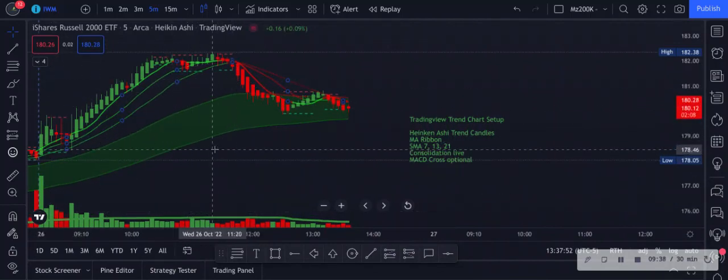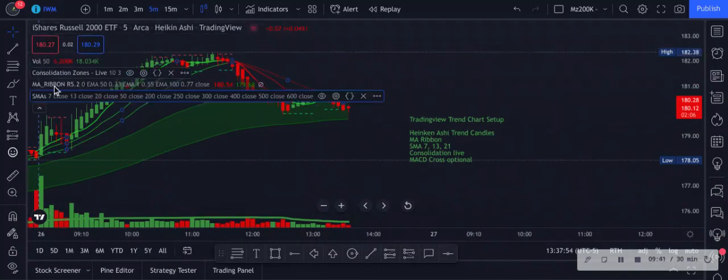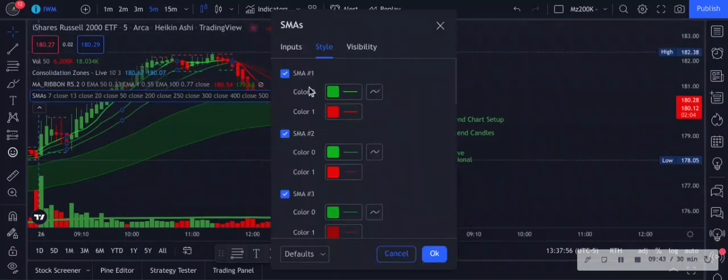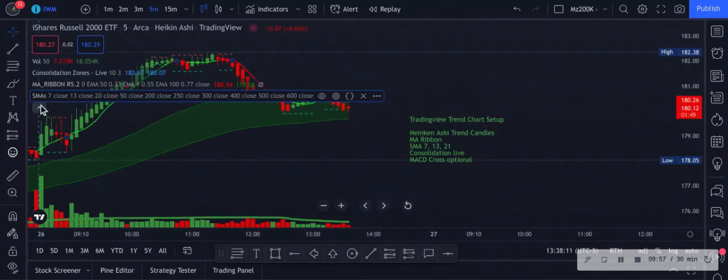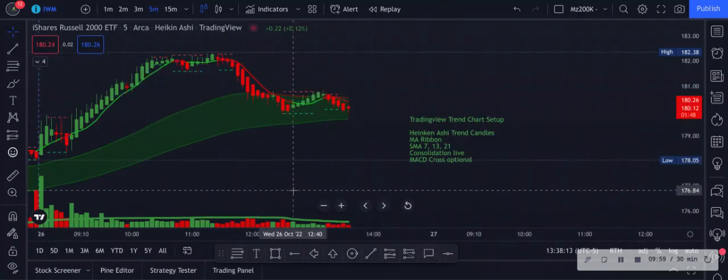But if you're like me, you just want to get in and out quick. You really don't care about the other indicators. And then you want to hit save as default. So if you ever remove the indicator, when you put it back on, it'll have your settings. And so this is the setup.